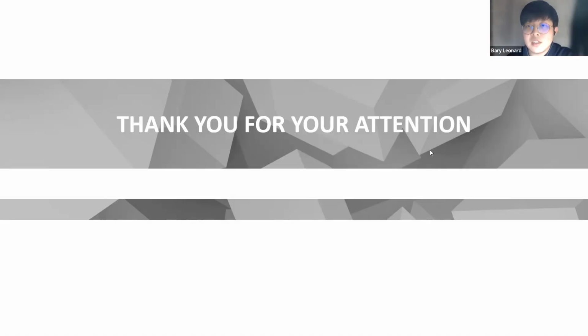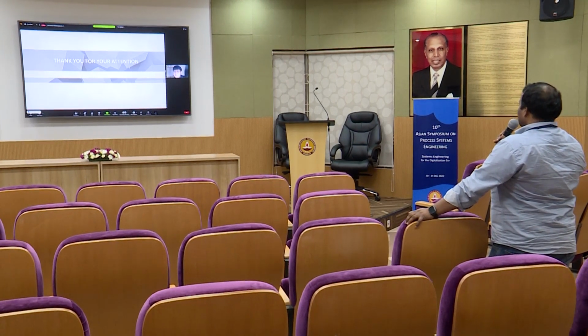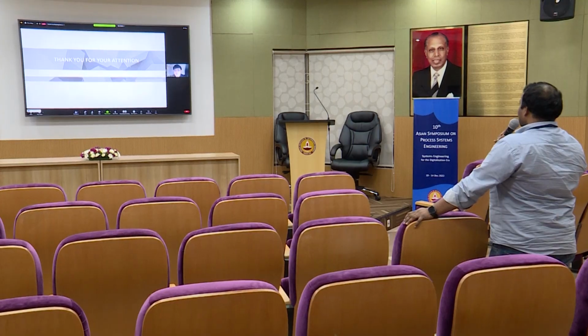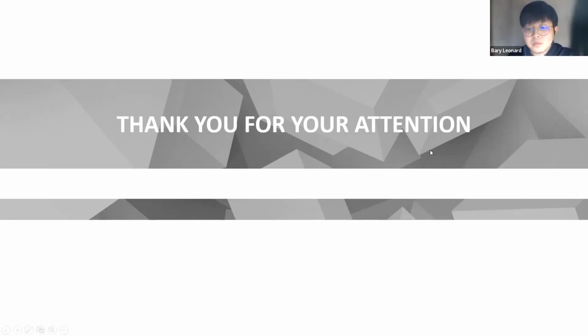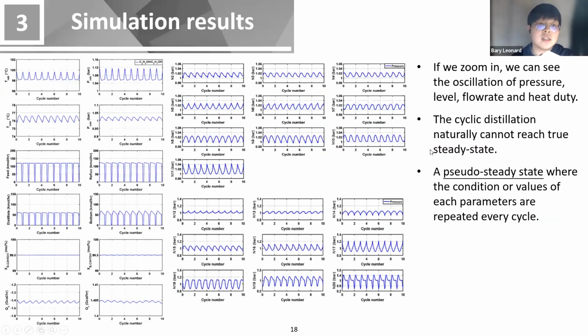I'm sorry, I didn't catch that. So like the variation, pseudo steady state means you won't get the same concentration, same purity all the time, right? Oh, yes. So what's the variation percentage? So basically, because it's a cyclic distillation, it cannot reach a true steady state. So we can actually reach a pseudo steady state where each parameter is repeated every cycle. And for the concentration, it's actually pretty stable, but if we look closer, it actually still oscillates.